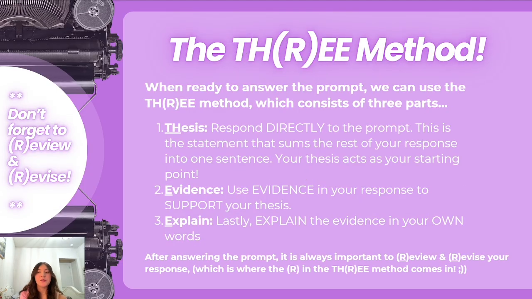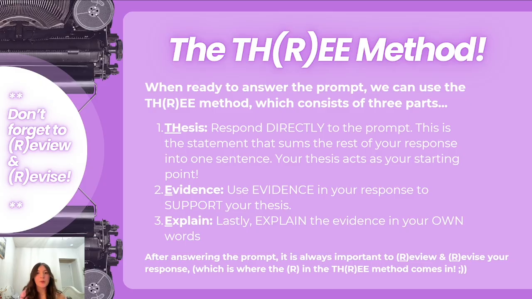The next step is using the 3 method. So when we're ready to answer the prompt, we can use the 3 method, which consists of 3 parts. The first part is the thesis, and this responds directly to the prompt. This is a statement that sums the rest of your response up into 1 sentence, and your thesis acts as your starting point. So everything else from your response is going to build off of your thesis.